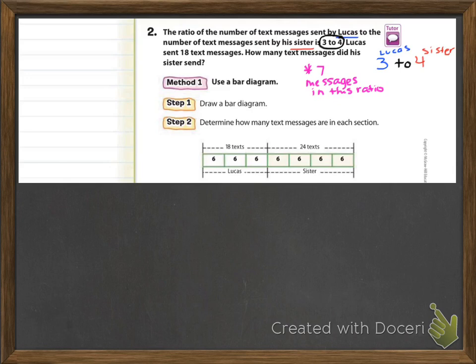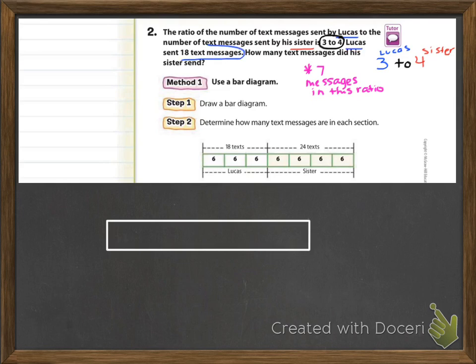So now we want to draw the bar diagram as well. Even though we already see it, we're going to still draw it anyway. So I'm going to draw mine down here, and then I'm just going to separate it. Now it says Lucas sent 18 text messages. So let's go ahead and underline that. So Lucas sent 18 text messages. How many text messages did his sister send? So this is, again, a little bit different of a problem.